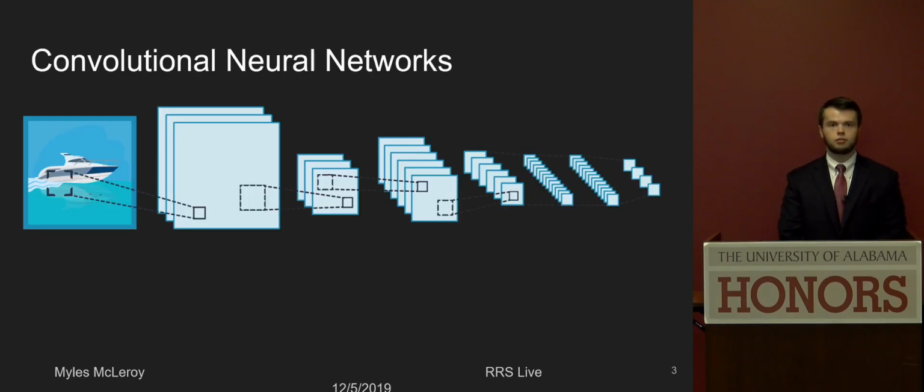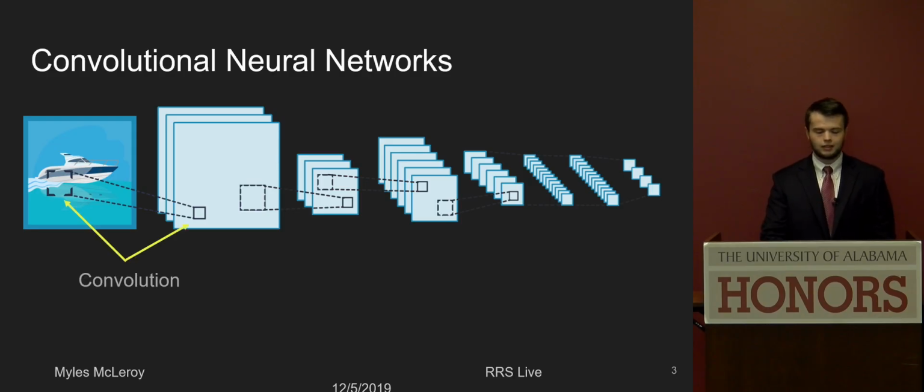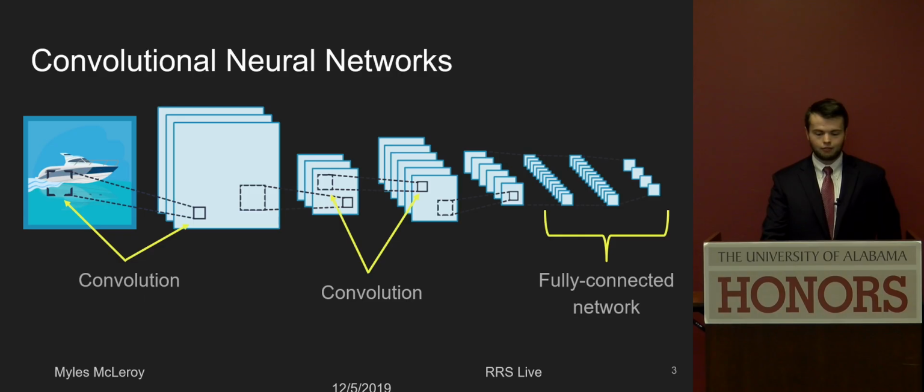I'll quickly walk you through an example of what a convolutional neural network does. Right here, a convolution operation is applied to this segment of a boat. And the convolution operation, remember, merges information. So it takes this larger image of a boat and compresses it down into this smaller image. Then later on, it once again applies a convolution operation to compress the image. And then finally, it goes through a fully connected neural network.